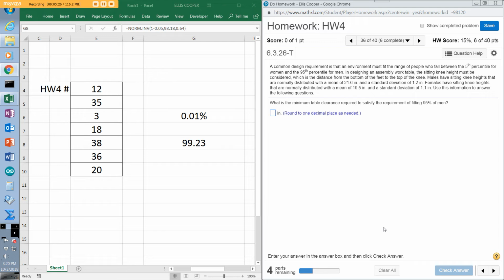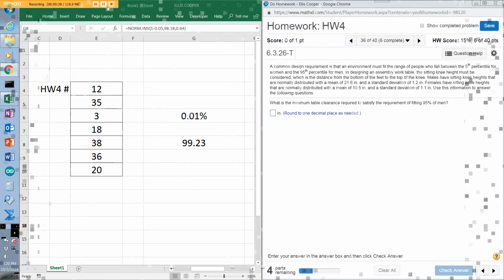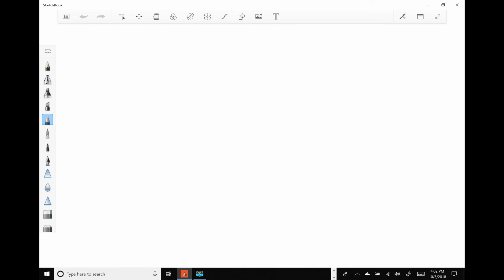Okay, we should really draw a little picture for this. As a matter of fact, you know what? I'm going to switch over to a lecture to draw a picture of this problem, because it's not adequate to just talk about it. I'm working on problem 36 in homework 4 about a design requirement for designing an assembly work table. And so the picture would be something like this.